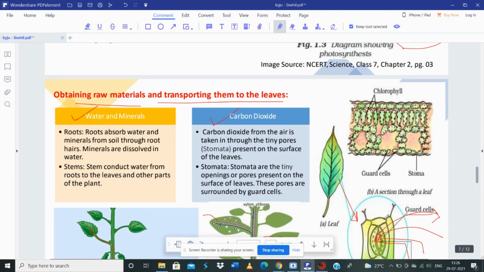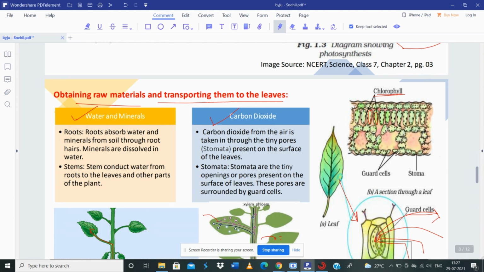Okay, so when we use a microscope and see this figure, we can see that there are some green pigments. You can see these green color structures, right? These are chlorophyll. They give green color to our leaf, and they perform a very important function. They capture the sunlight. They capture the solar energy.